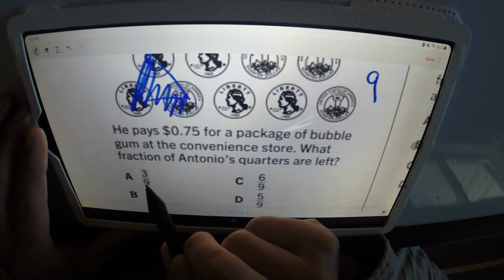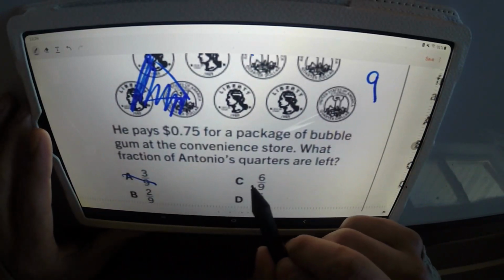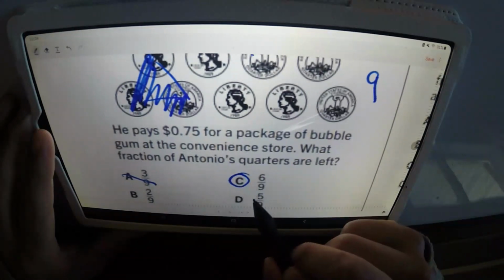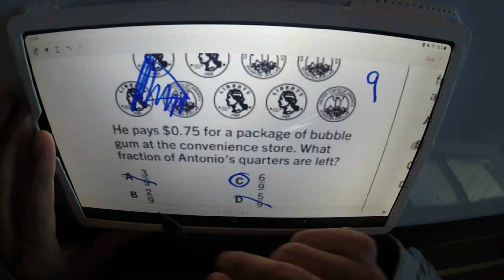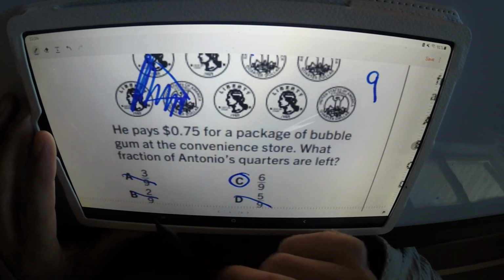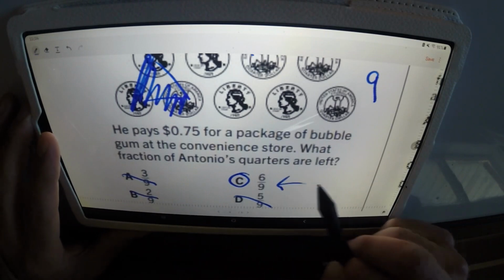This is not 6 over 9, this is 3 over 9, not what we want. Oh, here we go. C, 6 over 9. D is 5 over 9, that's not what we want. B is 2 over 9, that's not what we want. That leaves us with this answer.